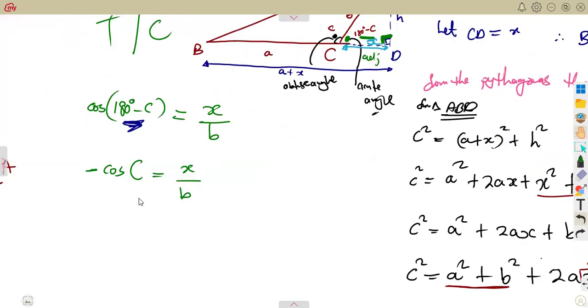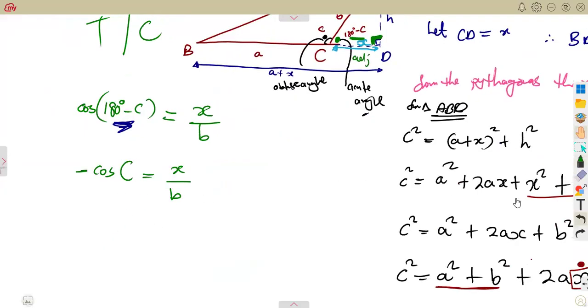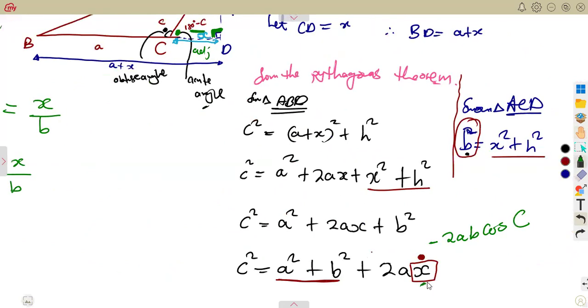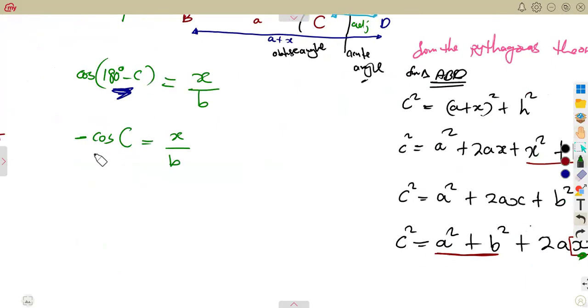Remember, your trigonometry also plays a role there. So remember, what we need is X. So let us simply make X the subject of the formula from this. Cross multiply. That is 1 times X is equal to B times the cos, which is negative there. So that's negative B, the cos of C.